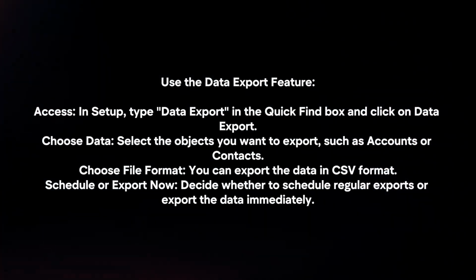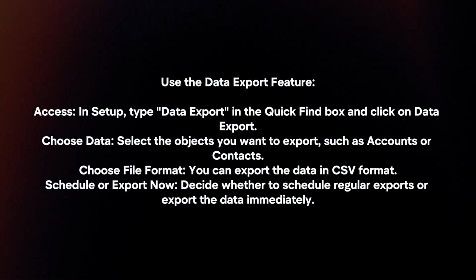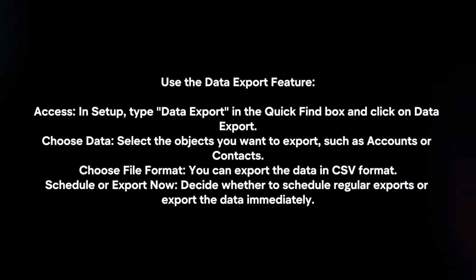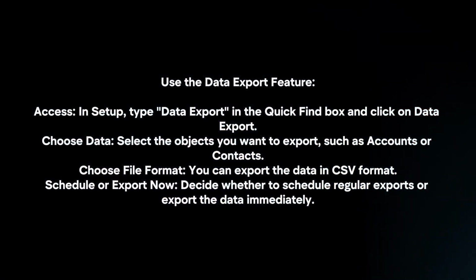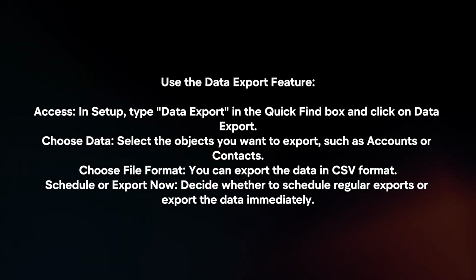Use the Data Export feature. Access. In Setup, type Data Export in the Quick Find box and click on Data Export. Choose Data. Select the objects you want to export, such as accounts or contacts.